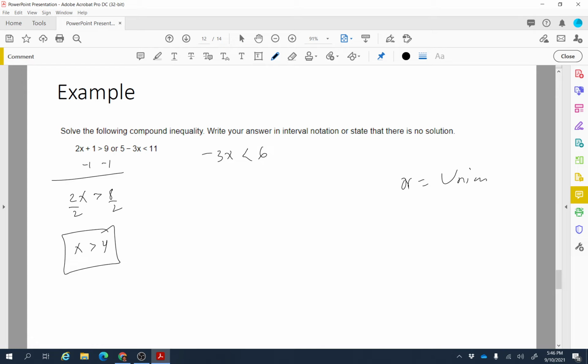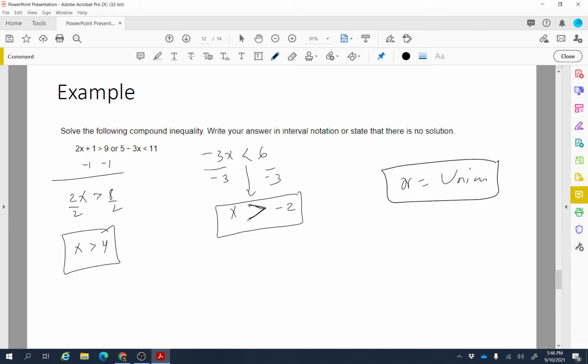Now you have to divide by a negative number. So whenever we divide by a negative number, remember the sign will switch. Dividing or multiplying by a negative always switches the sign of the inequality. So x is greater than negative 2. These are the two solutions: x is greater than 4, x is greater than negative 2. We need to find the union of these two.